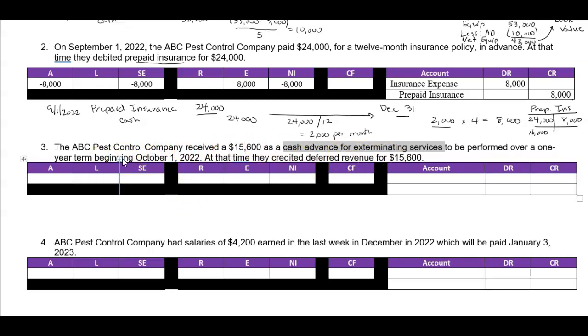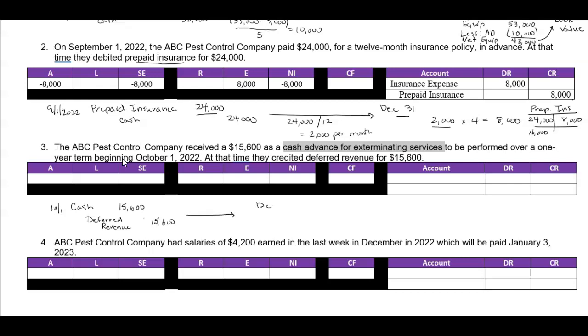So I'm a big fan of mentally thinking about this. I don't have to do this, but just so y'all see the point of an adjusting entry, on October 1st, we received cash of $15,600. So that would be a little debit there. Now, did we do anything for that cash? Absolutely not. We owe the services to our customer, so we would have placed it in what we call deferred revenue. So we would have credited deferred revenue for $15,600. So that's our debit and our credit on October 1st. That's already been recorded because remember, the problem says we're at December 31st. We're just looking at our accounts.